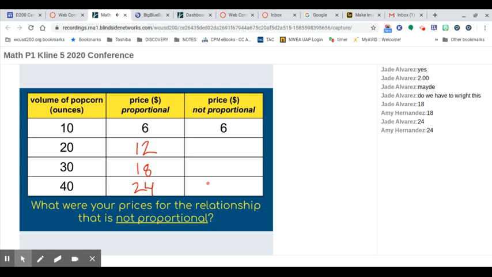Now we're going to talk about something that's not proportional. So I'm going to have 6, 8, 10, and 12. What do you notice about these numbers? 6, 8, 10, 12. What do you notice? What do these numbers go up by? They don't go up by 6. What do they go up by? 2. Great job, Amy.